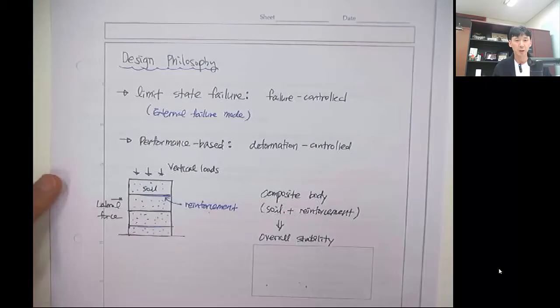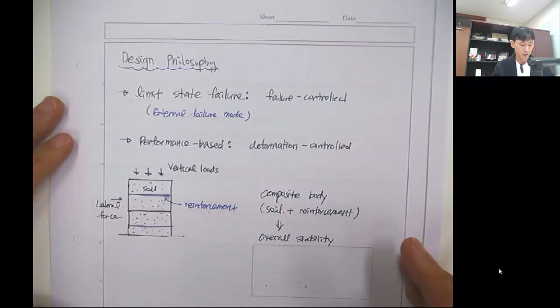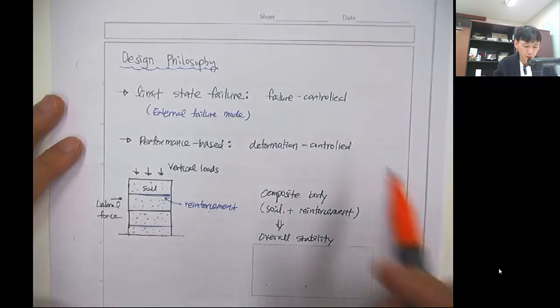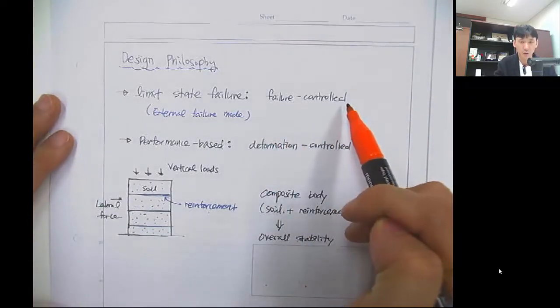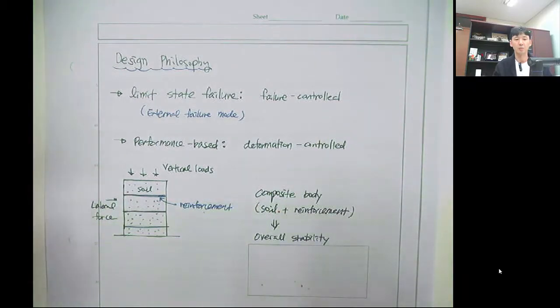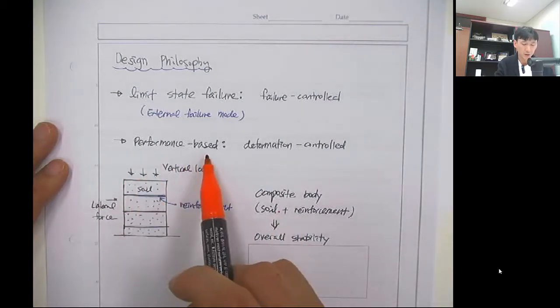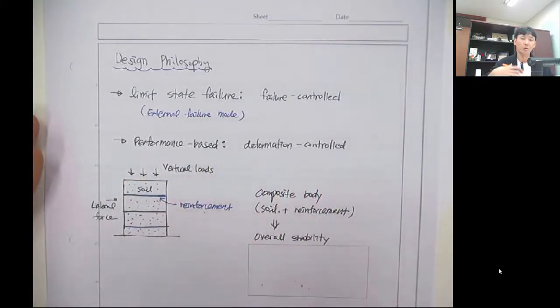So the basic design philosophy has two big thoughts. One is to limit the state failure, which is called failure control. The concept is that we don't want to have failure of this structure. And the second concept is performance-based design. Here we'll allow some deformation, but we don't allow deformation exceeding a certain value.